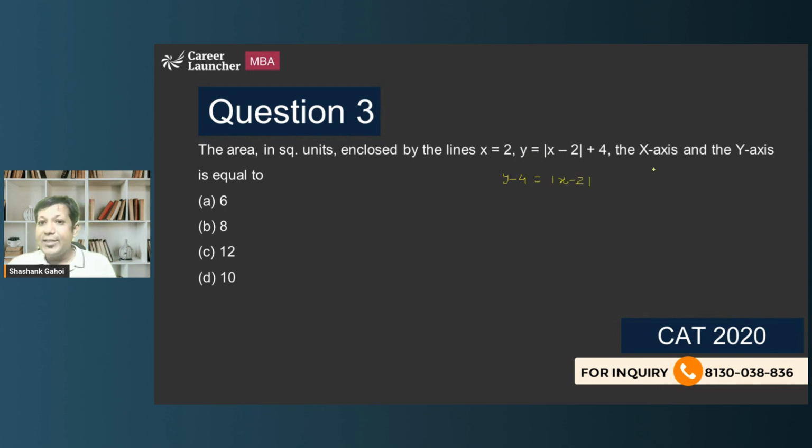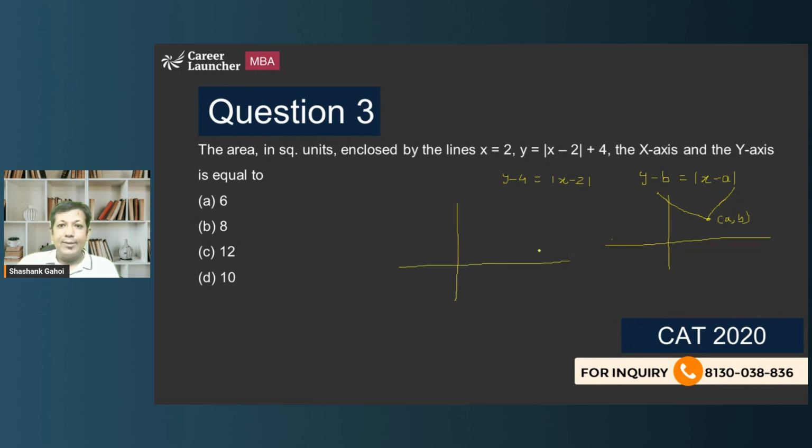And we have already seen this graph in the previous session, that is the graph of Y minus B is equal to mod of X minus A. So that graph looks like this, where the vertex coordinates are going to be A comma B. Okay. So here I am going to draw the graph exactly, and X is 2, Y is 4. So the graph is going to look like this. And the bottom point is going to be 2 comma 4.